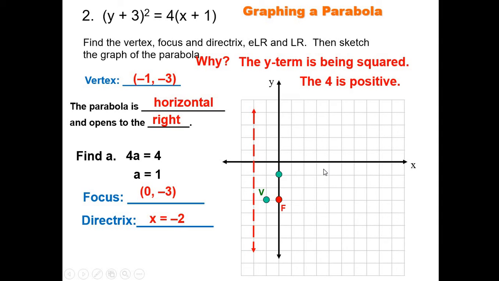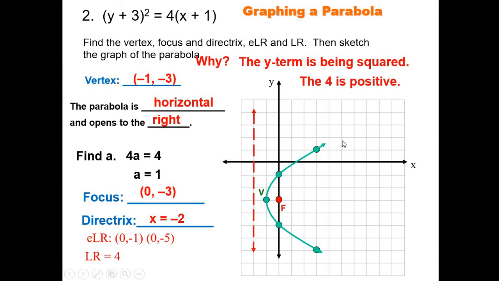How about the endpoints of the latus rectum? 0, negative 1, and 0. Yan. Yun, endpoints of the latus rectum. 0, negative 1, 0, negative 5. Yes, paano mo nalaman yun? Kasi the length of the latus rectum is 4. 4 times A is 4 times 1, so 4. So, from focus, 1, 2, 1, 2. So, yun yung endpoints of the latus rectum.